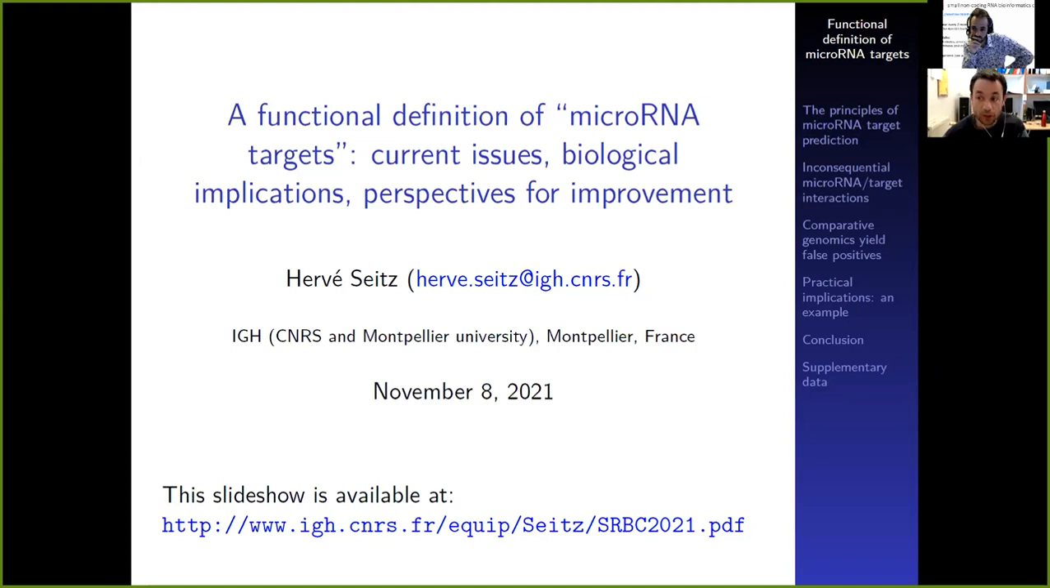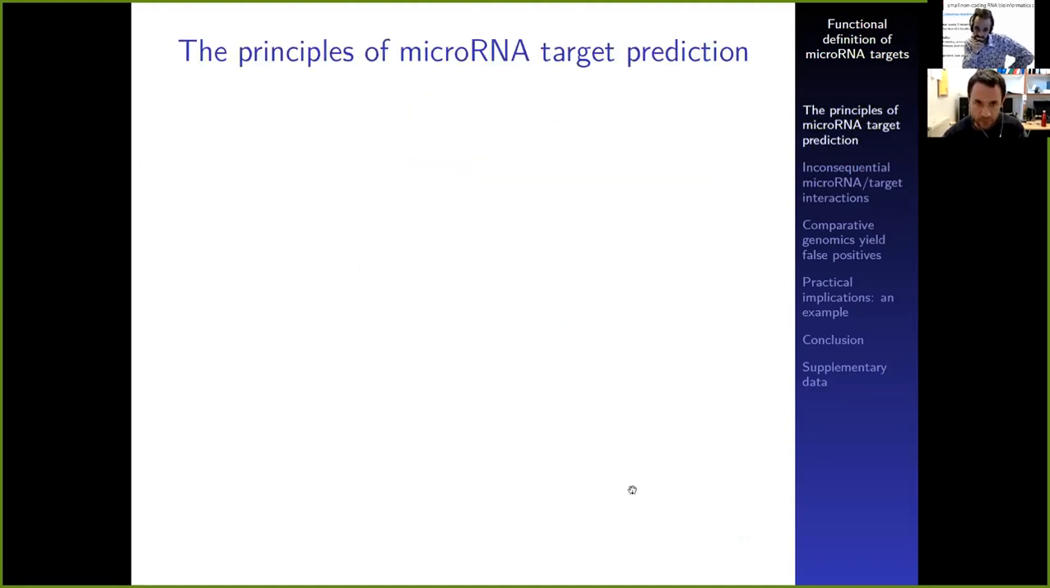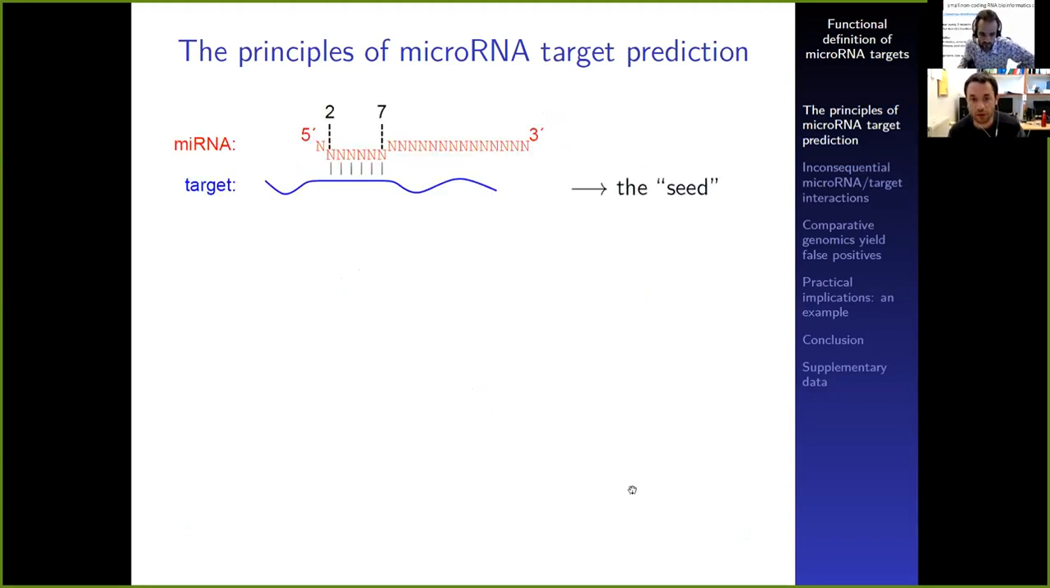So basically, what I'm going to talk about is the functional definition for microRNA targets. You all know that microRNAs are small regulatory RNAs which repress specific target RNAs which are recognized by base pairing. In fact, the best predictor that we have so far to predict microRNA targets is a perfect pairing between what people call the seed of a microRNA, the nucleotides 2 through 7, counted from the 5' end, and the target. Of course, there are exceptions, but this is the best predictor that we have so far.